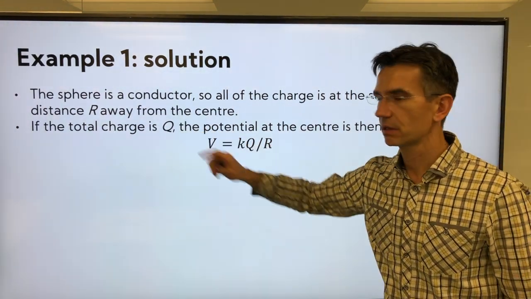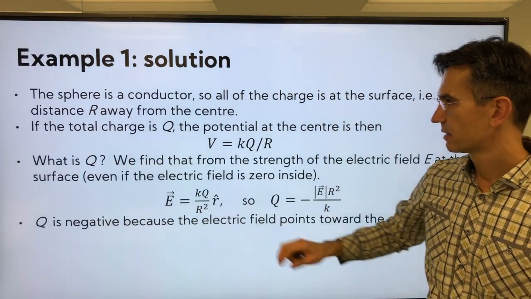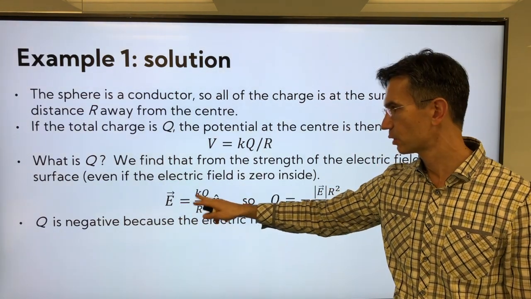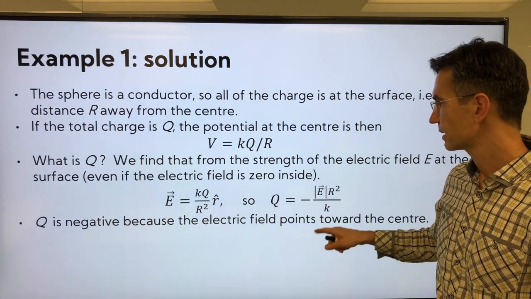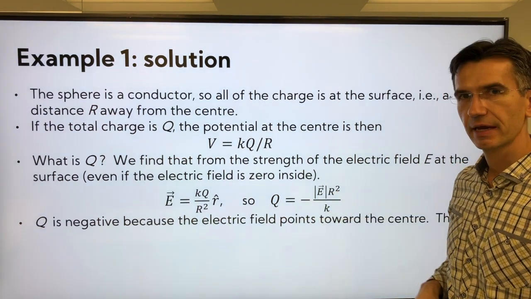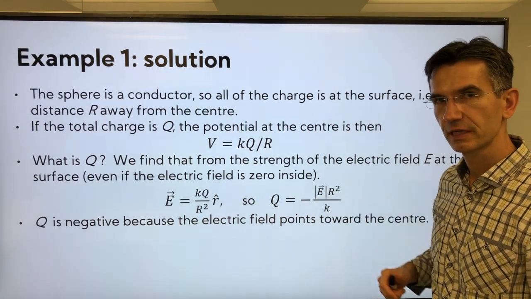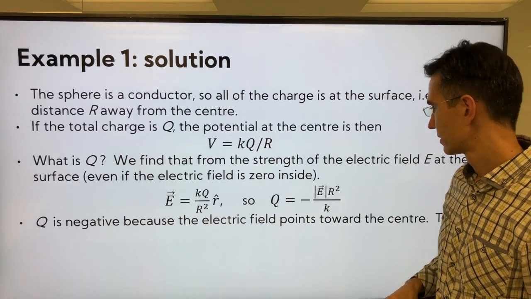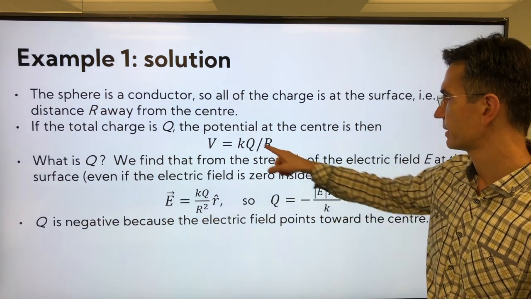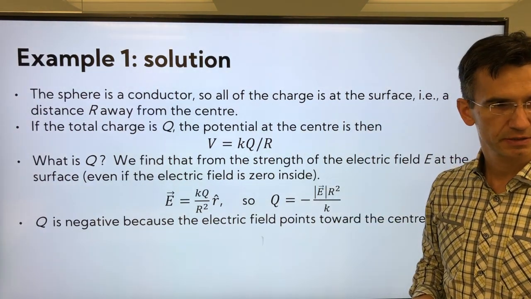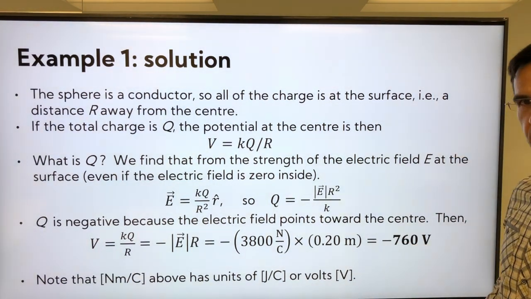We're not told, however, what q is, but we can determine that from the strength of the electric field. We know the expression for the electric field is kq over r squared times r hat. So then q is going to be the product of E and r squared over k. And q is negative because we're told that the electric field is pointing inward to the surface. So then we can substitute this expression for q in here to determine what the potential is. And that ends up being minus 760 volts at the center.